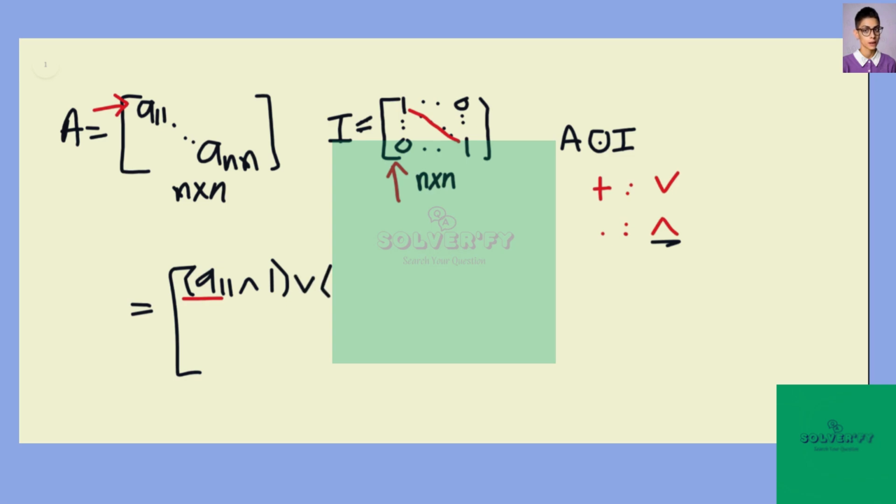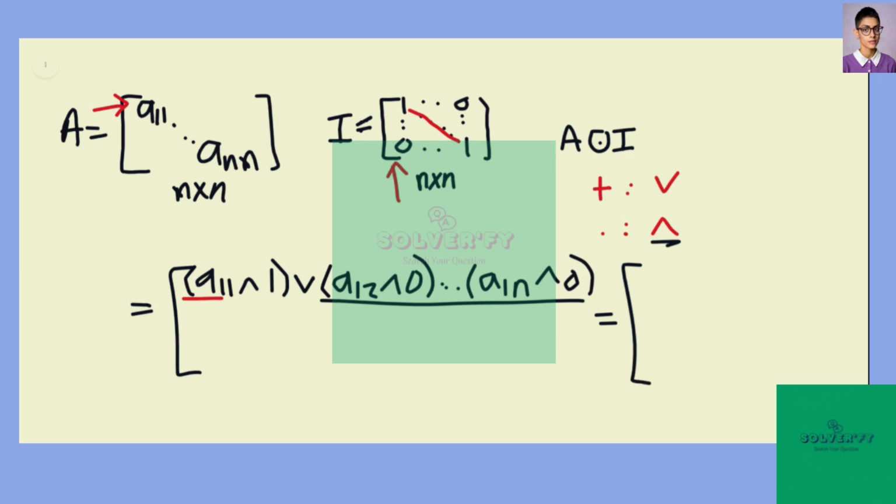So it'd be A1,2, but everything else is zeros, right? So it's going to be A1,2 and 0, etc., until we get to A1n and 0. But all of the rest of it is just going to be zeros, right? So the only one that has any potential to be a value other than 0 is the A1,1 and 1.